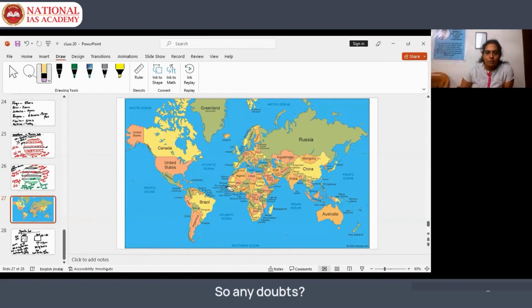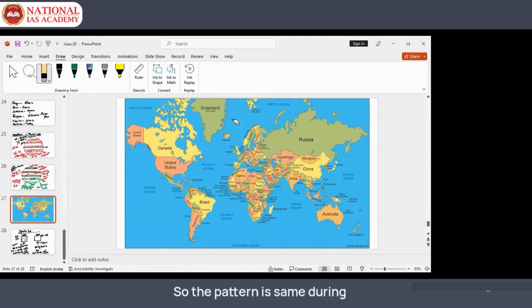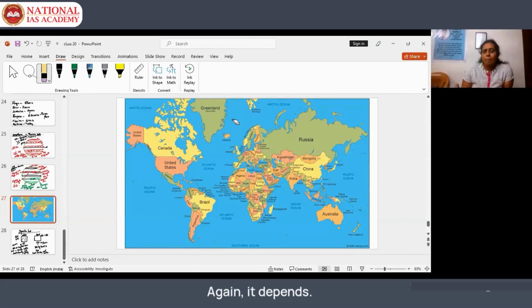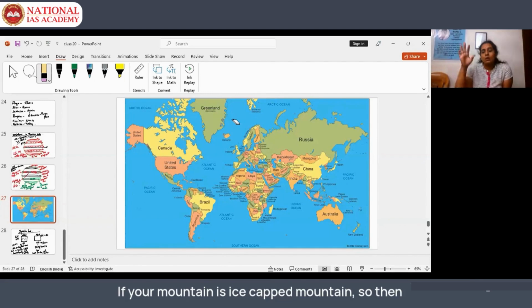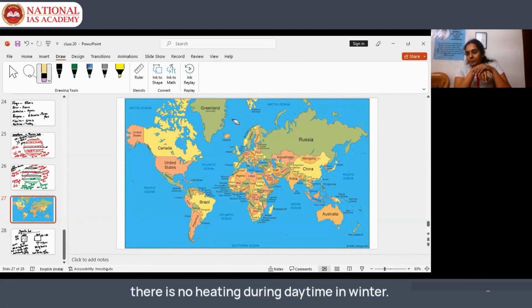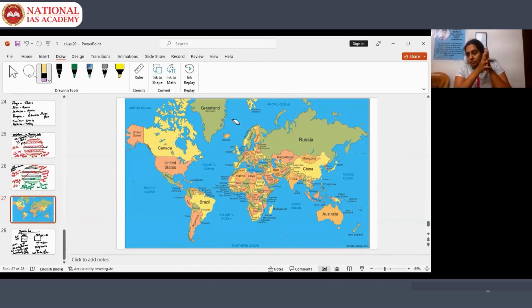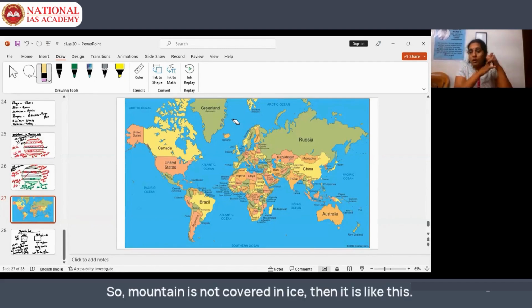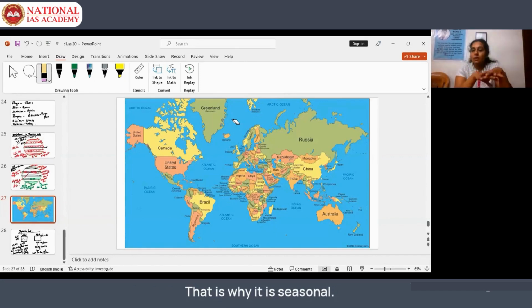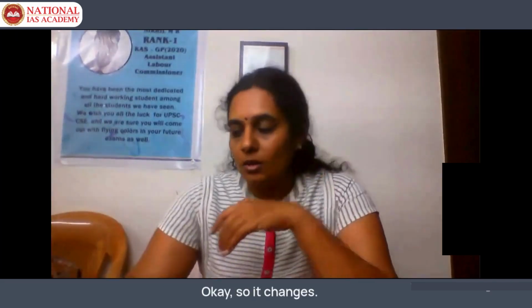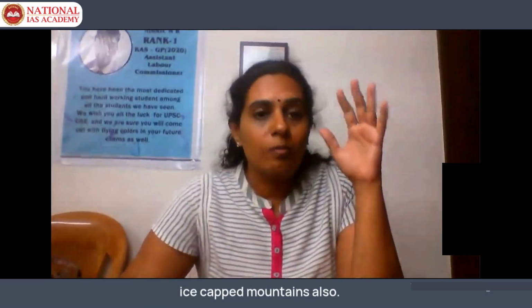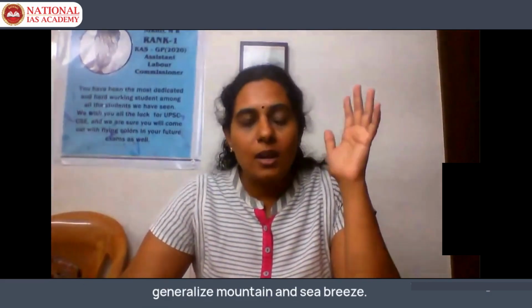Okay, so any doubts? Ma'am, with the mountain and valley breeze, is the pattern the same during summer and winter, both times? No. Again, it depends. If your mountain is an ice-capped mountain, then there is no heating during the daytime in winter. If the mountain is not covered in ice, then it is like this. That is why it is seasonal. If it is the same throughout the year, then it will become a permanent wind. Okay, so it is different. It changes, so you have to consider the ice-capped mountains also. That is why you cannot generalize mountain and sea breeze.